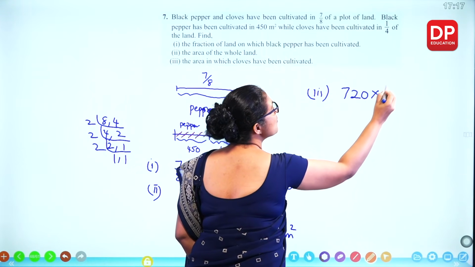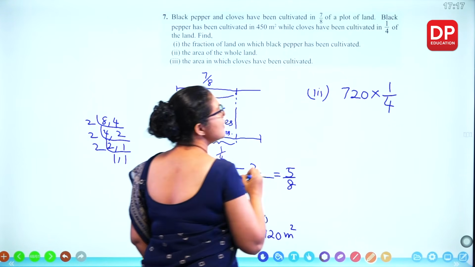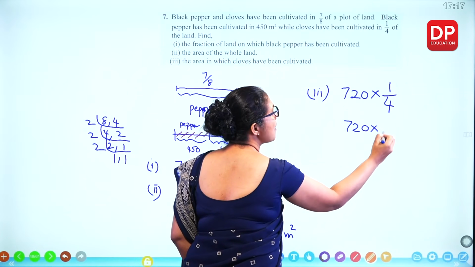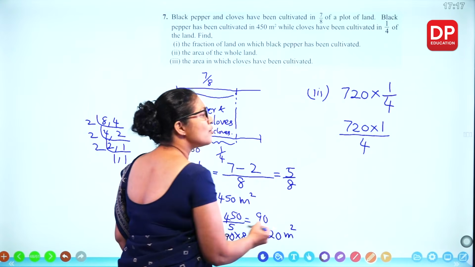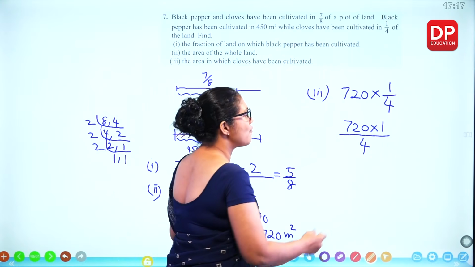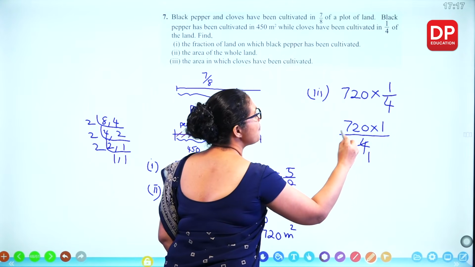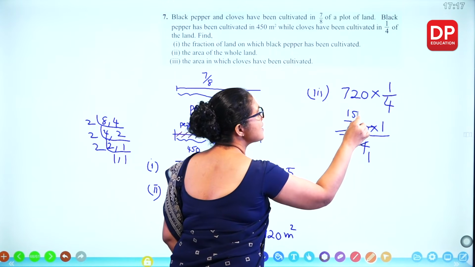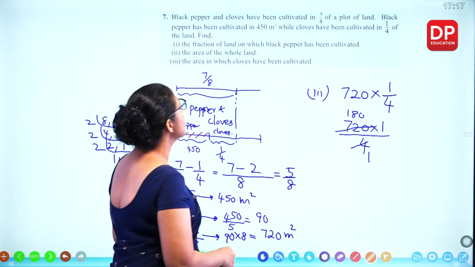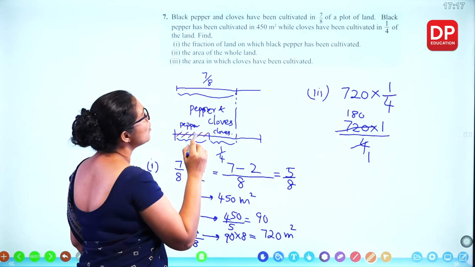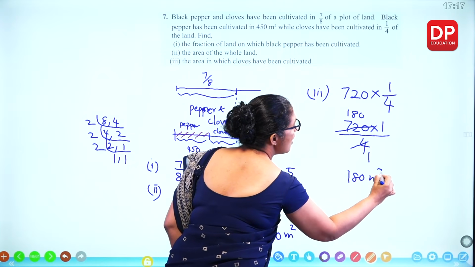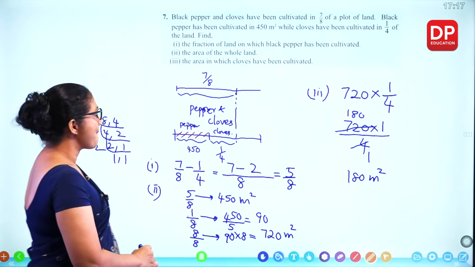So 720 times 1/4 of land. So here simplify this. You can rewrite as multiplied by 1/4. You can simplify further, divide by 4. 4 times 1, 4 times 1, 4, 3 remaining for 32, that's 8. So what's the area for cloves? 180 square meters.